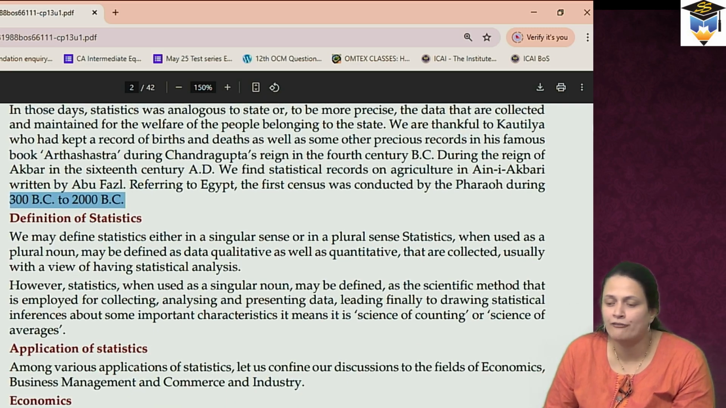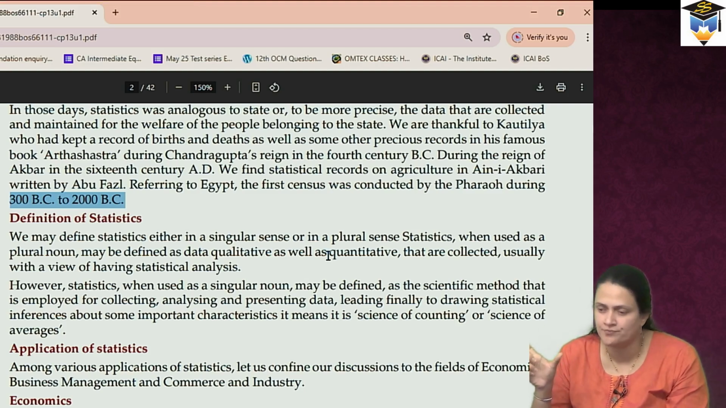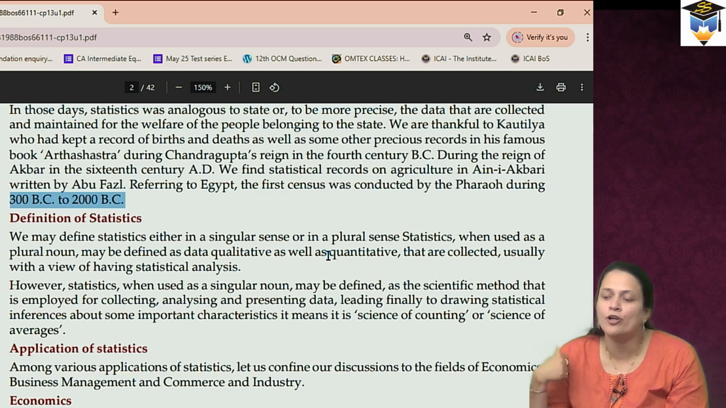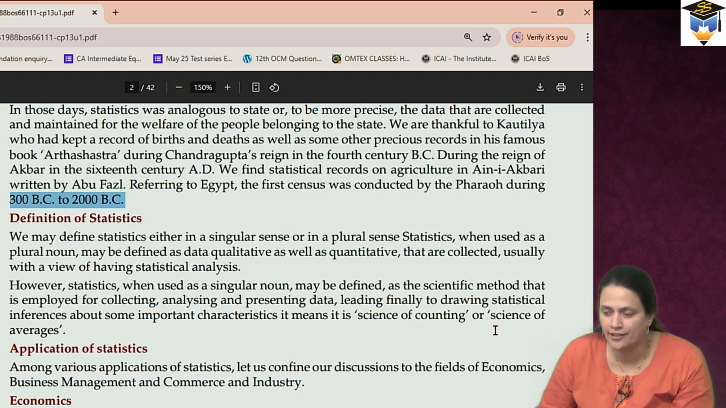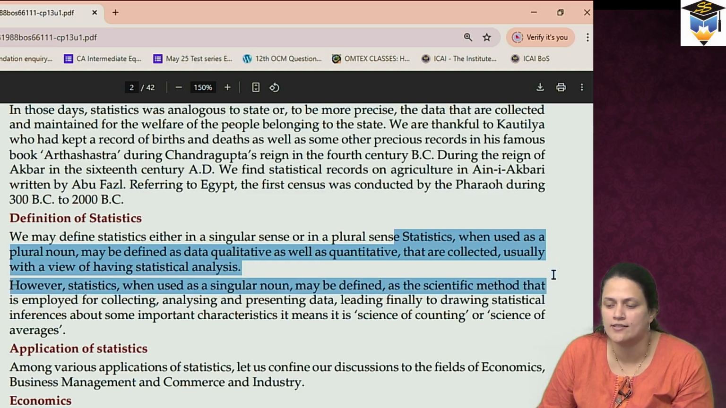Okay. Now the definition of statistics. Statistics is used as either plural or singular. Statistics, as a plural noun, may be defined as data, qualitative or quantitative, that are collected. So mark this part. Statistics, when used as a plural noun, may be defined as data which is qualitative as well as quantitative, and that are collected usually with a view of having statistical analysis.